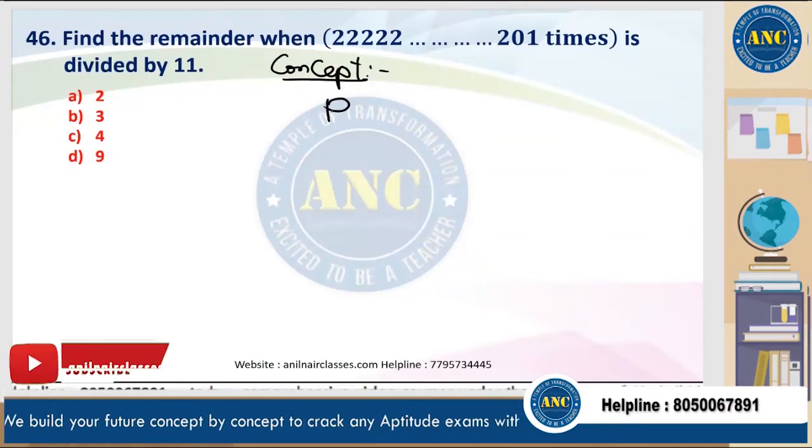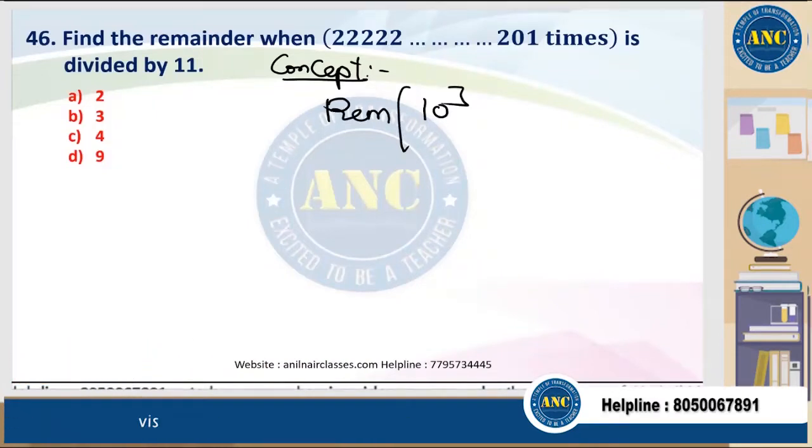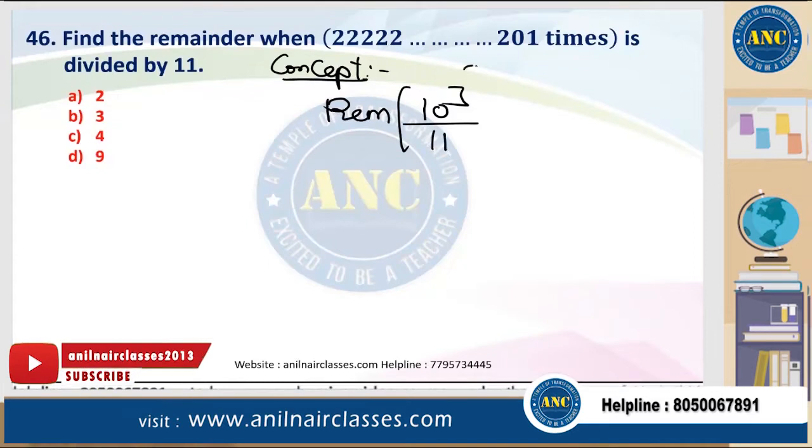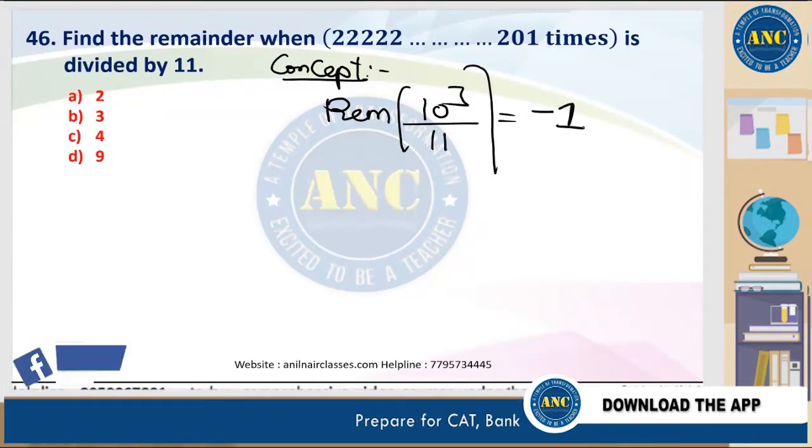Two concepts I will discuss. First, 2 cube divided by 10 cube divided by 11. 11 ones are 11, minus 1 cube, so it is minus 1.